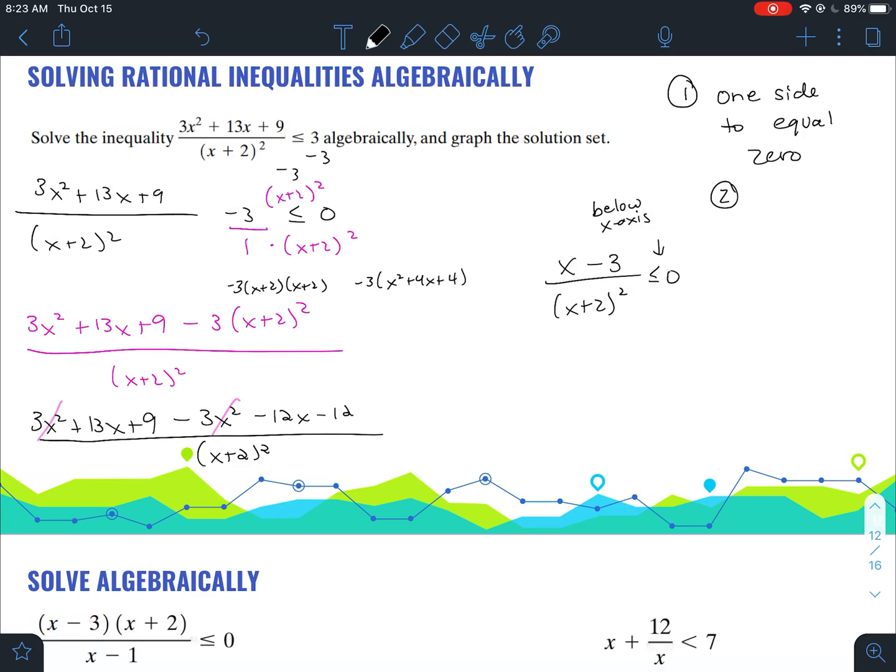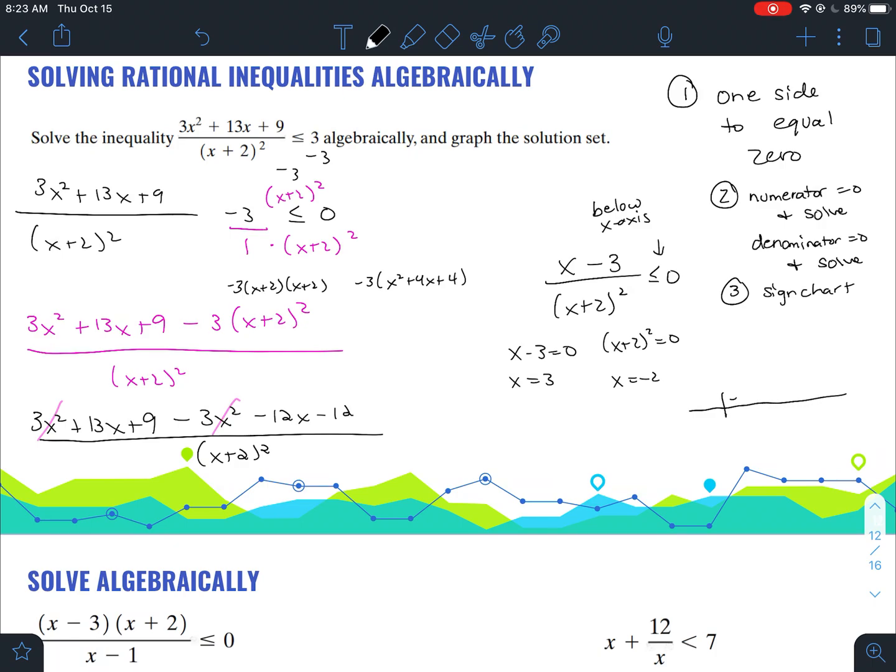So once I have one side equal to 0, you set the numerator equal to 0 and solve. And you set the denominator equal to 0 and solve. And now you're going to make a sign chart. So numerator is x minus 3 equal to 0. I get x equals 3. Denominator equal to 0, so (x plus 2) squared equals 0. This would happen when x is negative 2. And so now I'm going to make a sign chart with negative 2 and positive 3. So negative 2, positive 3.